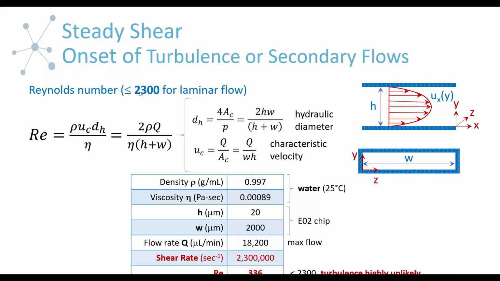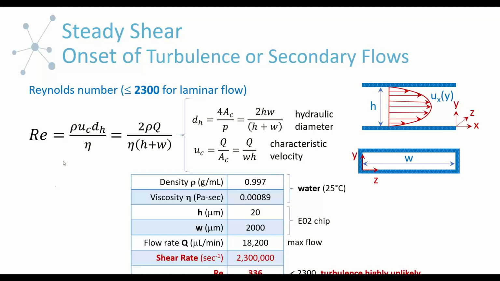I've seen 2300, 2400, 2500, because it's really more of an empirical number. Over the years, people have observed at what Reynolds number you start seeing this transition. So there is some variability there, but this is a good value to target. Once the Reynolds number gets above 2300 roughly, then we can start to be concerned about the presence of these secondary flows.